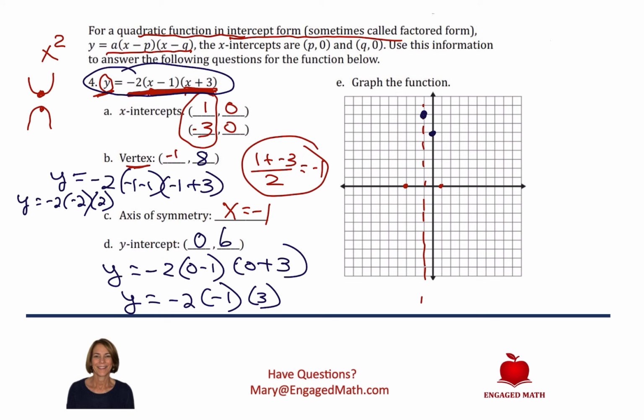And if you want to, you can go on the other side of that axis of symmetry. And we know there must be a point at -2, 6, even though it wasn't asked for in this case. And here is our parabola.